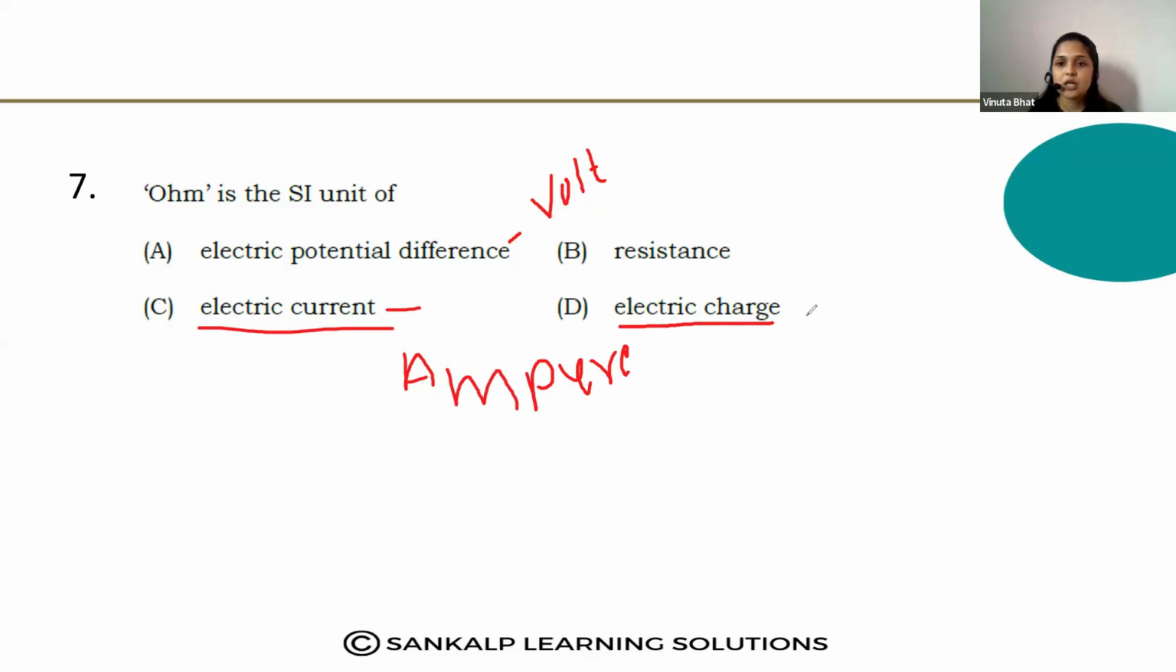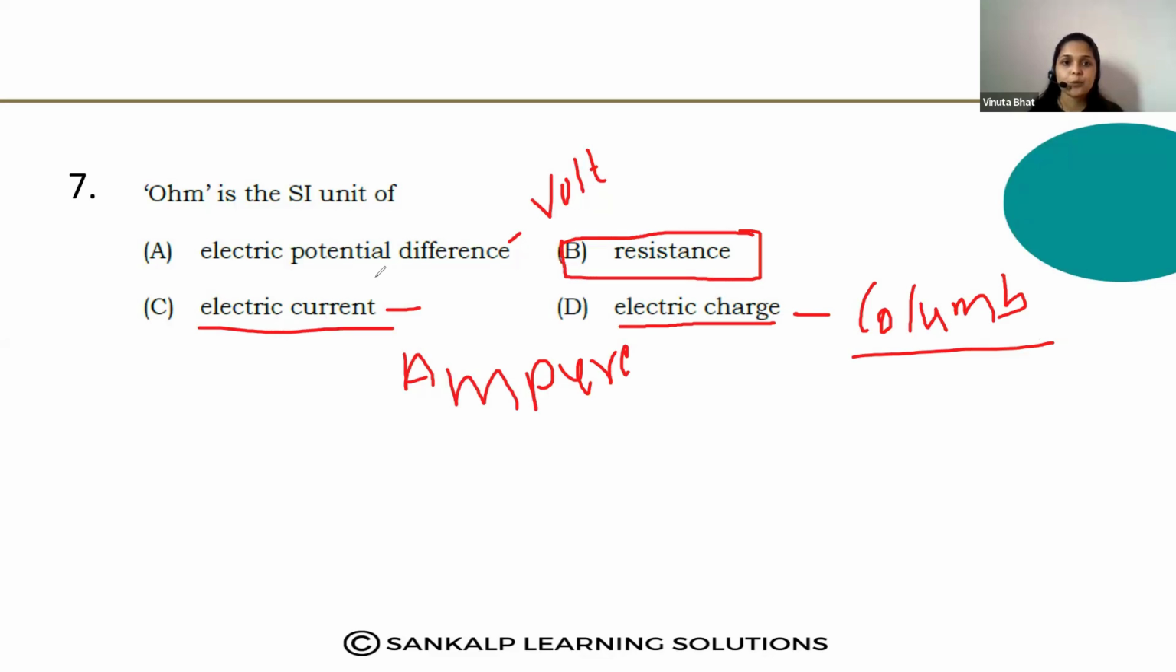Ampere is the SI unit of electric current. And what is the SI unit of electric charge? That is the coulomb. So the correct answer is resistance. Ohm is the SI unit of resistance. Electric potential difference has the SI unit volt, electric current ampere, then electric charge coulomb.